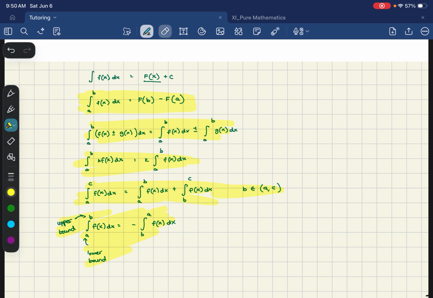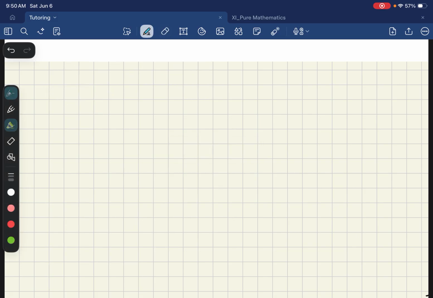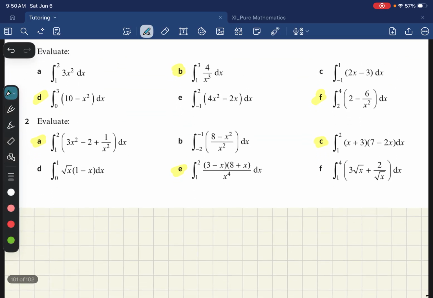All right. So I hope I can erase this. And now we can start doing some questions. I'm not going to do all of them like always. I'm going to skip some. So I'm going to do the ones I highlighted, and I hope that you are able to do the ones on your own that I have not.